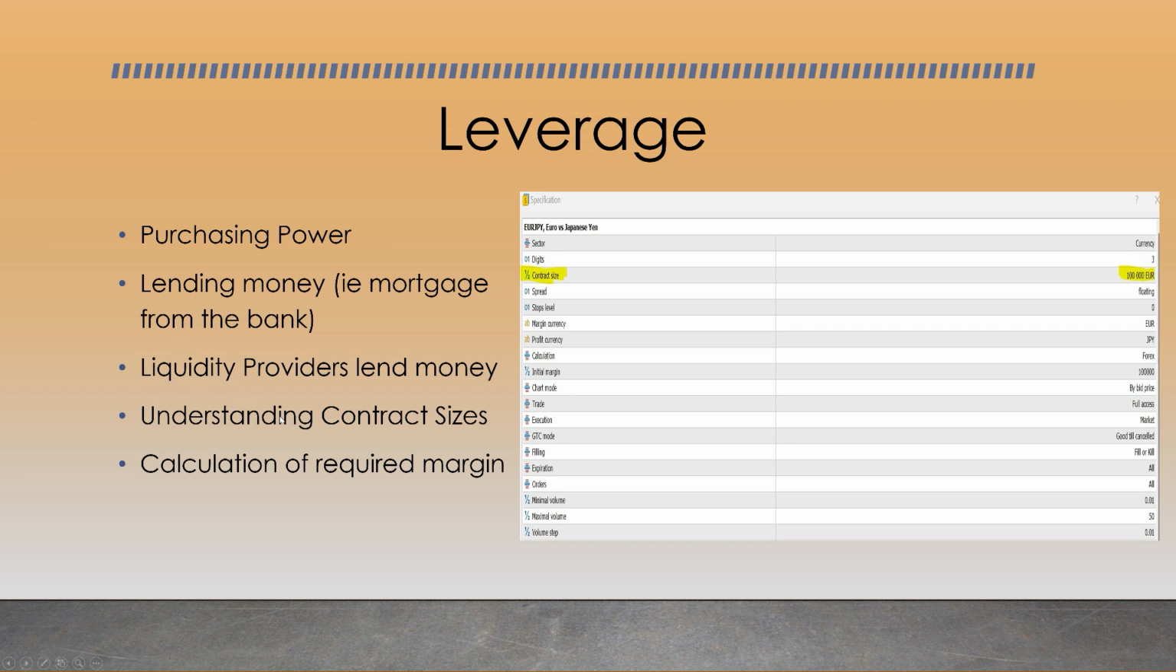Now, consequently, you have to understand the contract sizes in the Forex market and the calculation of the required margin. Here on the right side is a screenshot from my MT5 account. On Euro Yen, for example, it can be any Forex market, and I have highlighted the contract size. As you can see, it is 100,000 euros. This can be any currency, dollars, pounds, by the way.